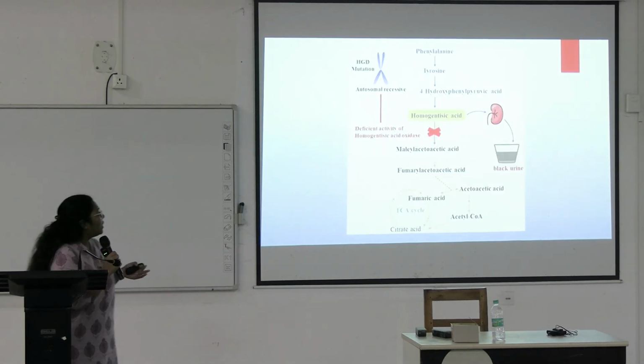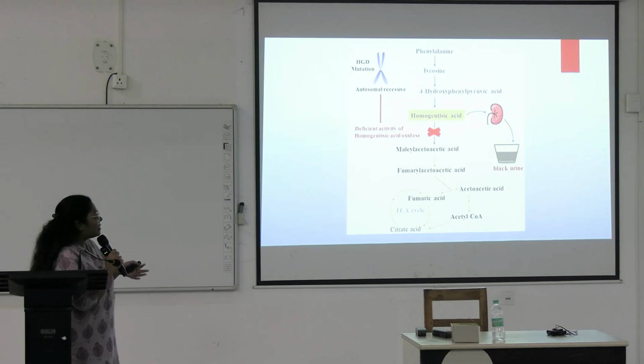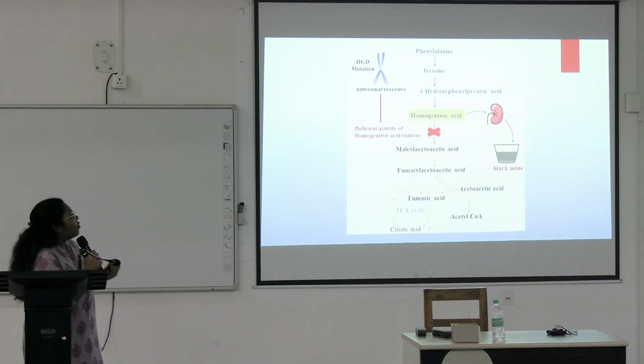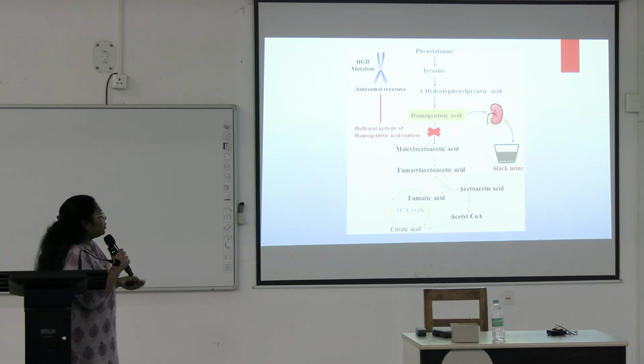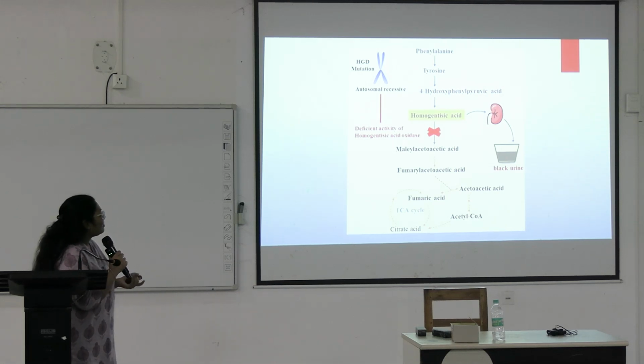So this is the pathway. When there is a defect in the homogentisate oxidase enzyme, the homogentisic acid cannot be converted to maleylacetoacetic acid, and then this disease is formed.